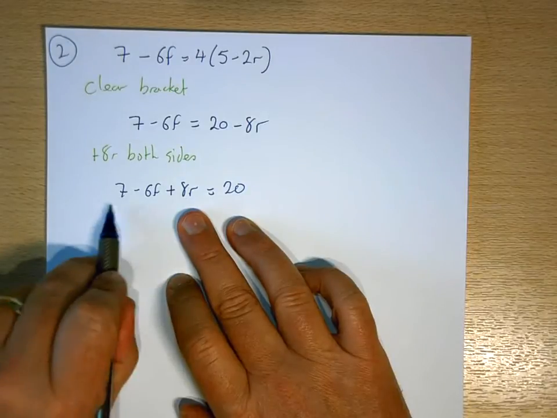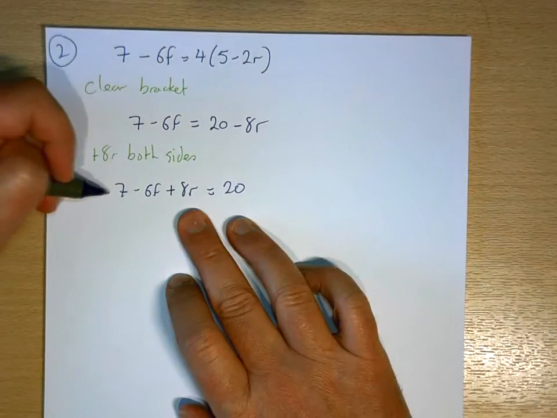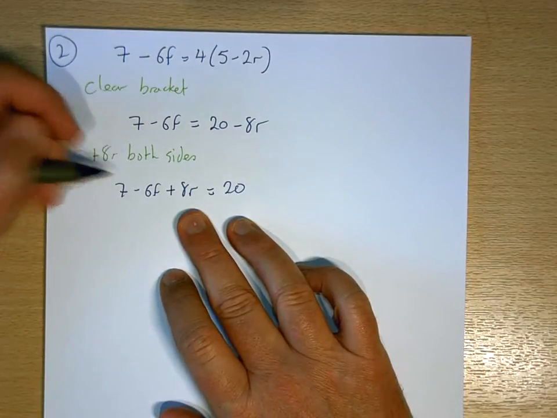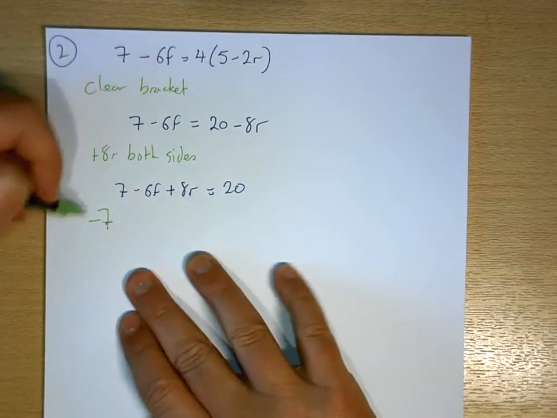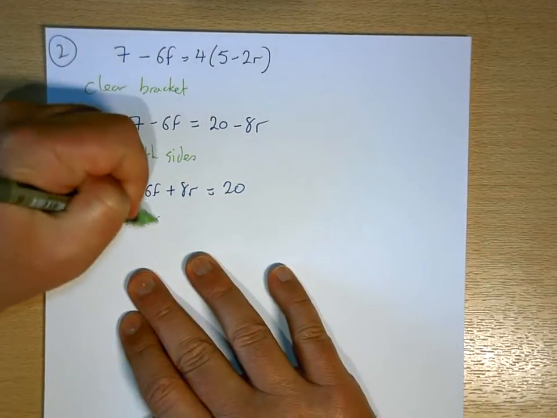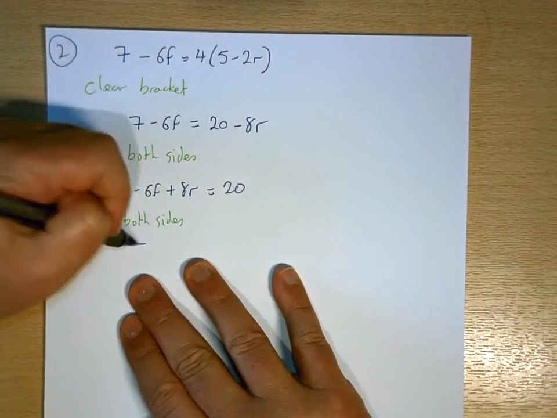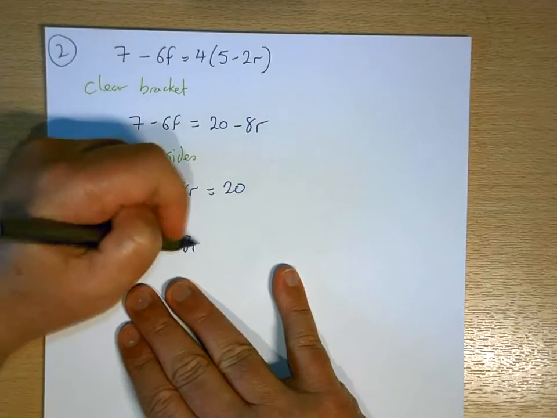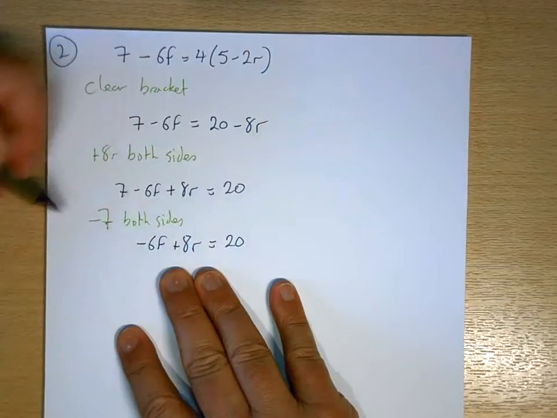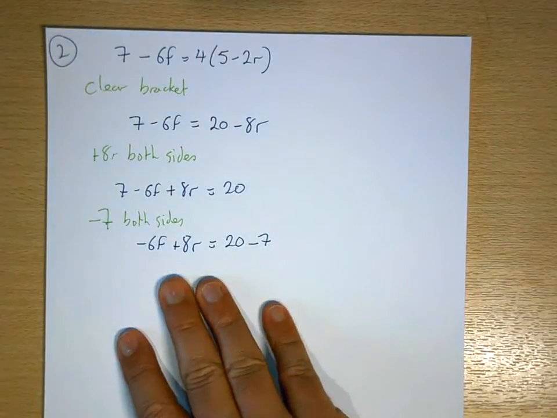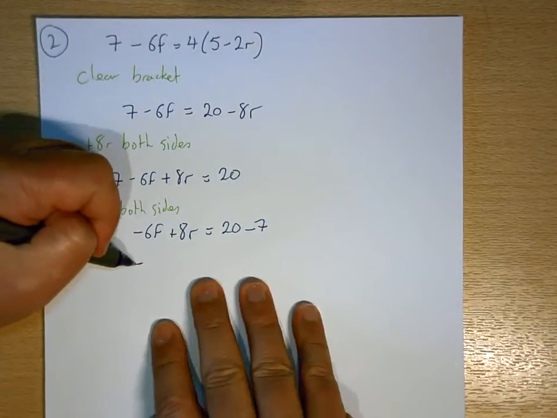So I need to get the 8r on its own now. First of all I'll deal with the 7. There's no sign in front of the 7, which means there's a plus there. So in order to get rid of that 7, I've got to take 7 off both sides. So subtract 7 from both sides means that it's gone from this side. On the right hand side I've got 20 take away 7. I can evaluate that and work out that that's 13.